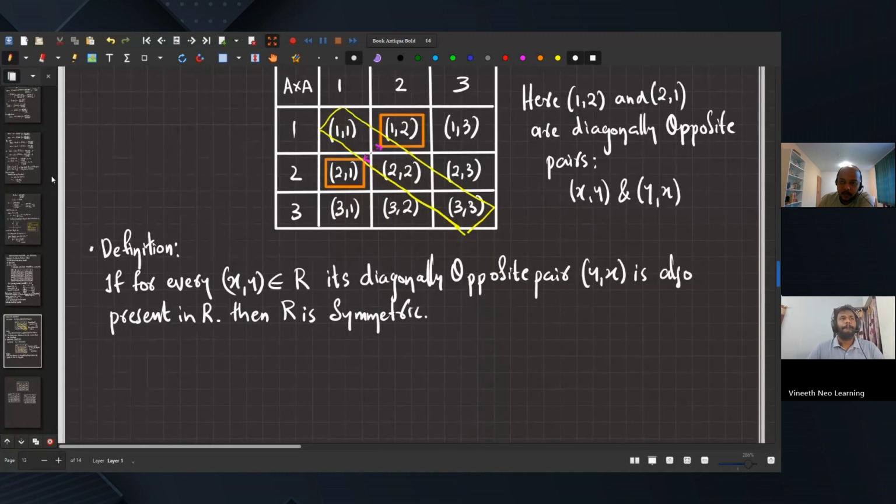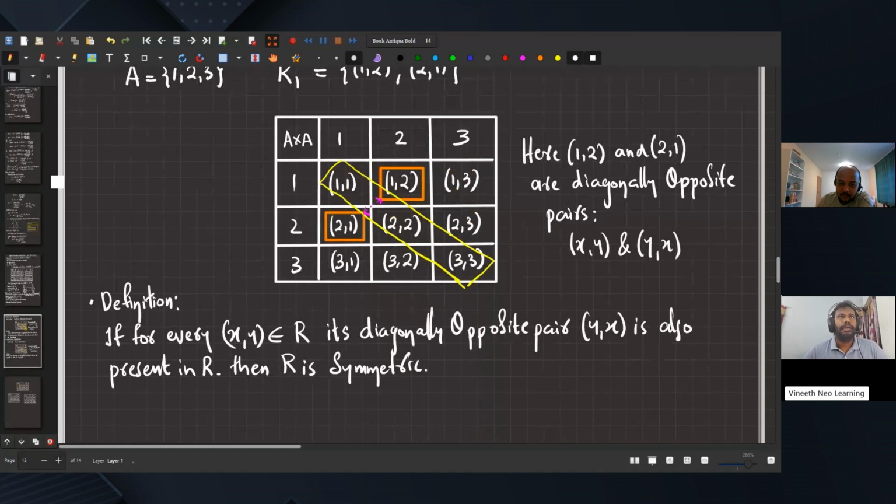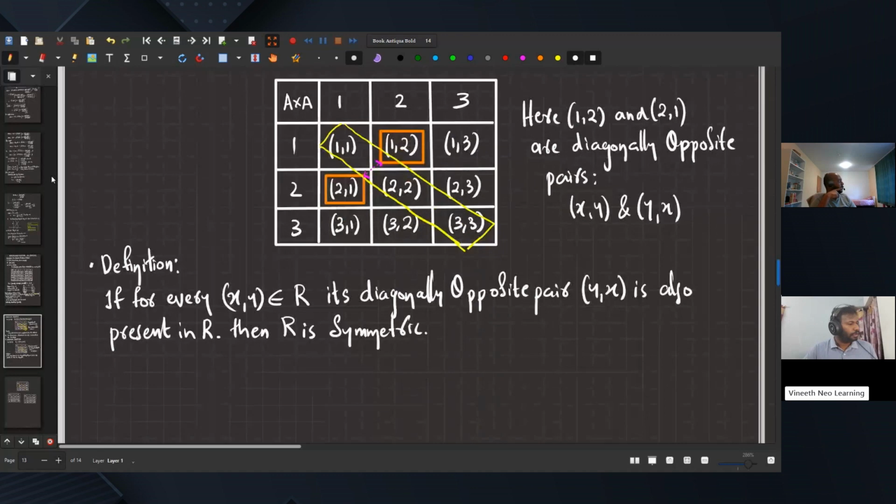Now observe that here (1,2) and (2,1) are not the only diagonal pairs, right? (1,3) and (3,1) are also diagonally opposite pairs. But those pairs are not present in your relation. That's okay, because the definition is an if statement. If (x,y) is present, (y,x) should also be present. If (x,y) is not present, there is no need for (y,x) to be present.